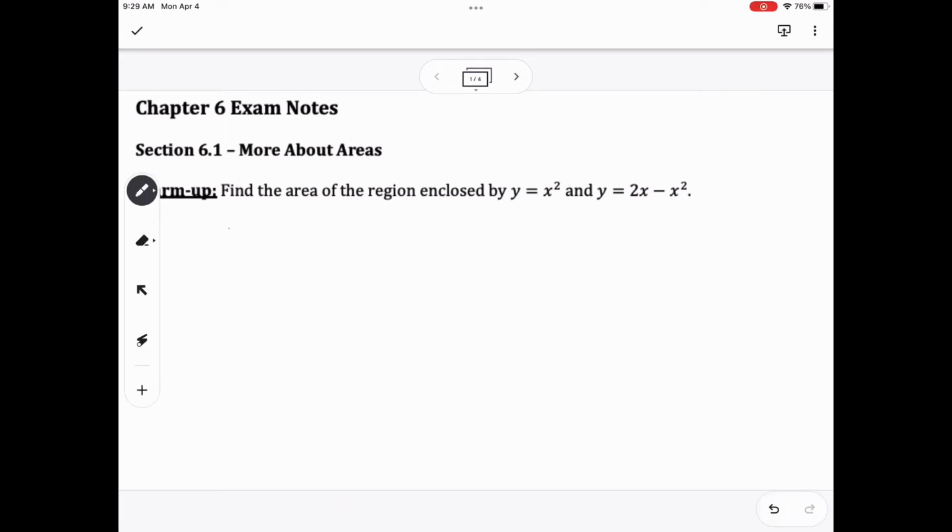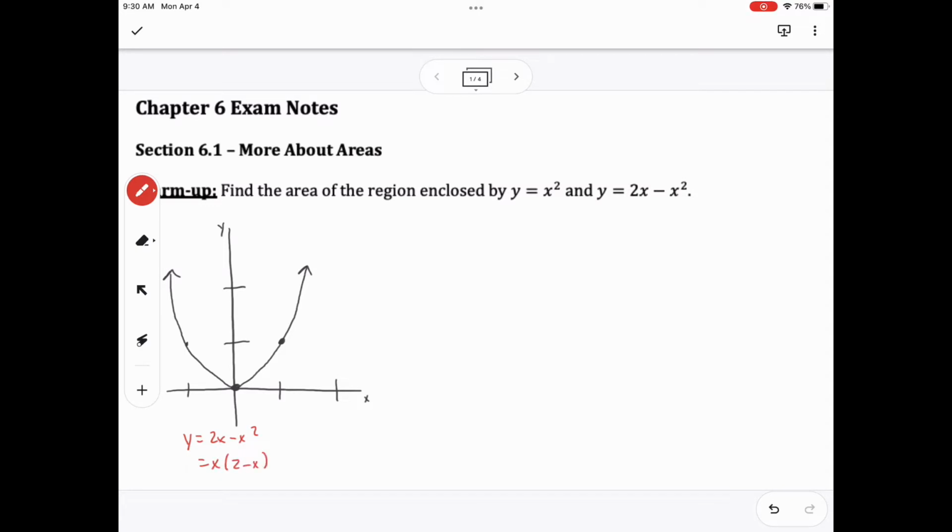Today's lesson is over section 6.1, where we'll talk more about areas. First, we'll start with a warm-up problem. So we've talked about finding the area under a region for just one function, but what about two functions? So first, let's take a look at the graph.